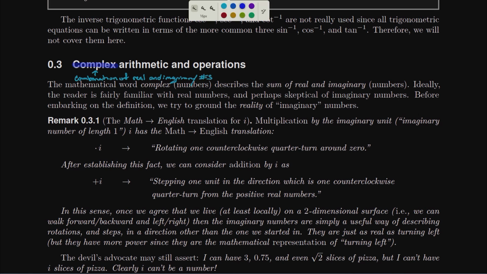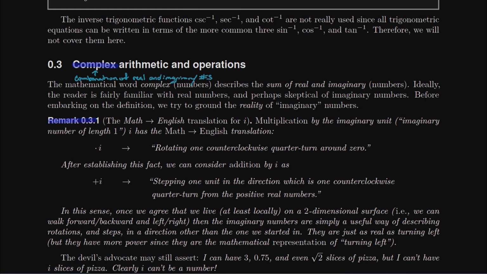And I want to spend a little bit of time just explaining why imaginary numbers are not actually imaginary, they're just as real as the real numbers. Maybe they're less tangible than the whole numbers, but they're close to equally as tangible as negative numbers and irrational numbers. So they're really not too crazy, these imaginary numbers.